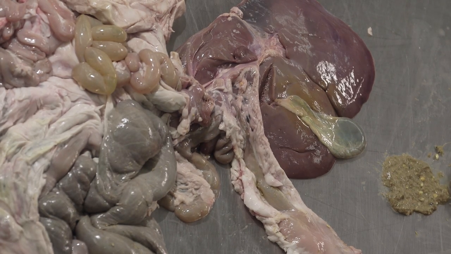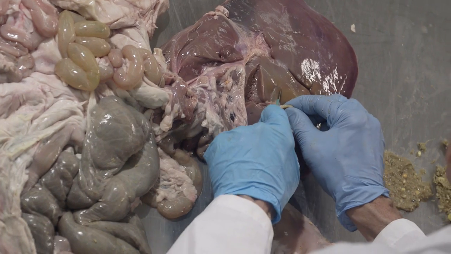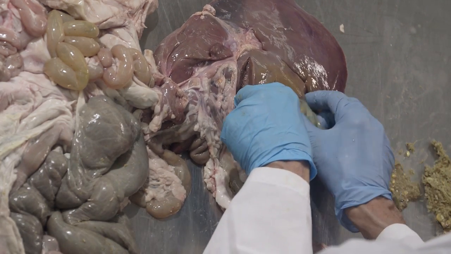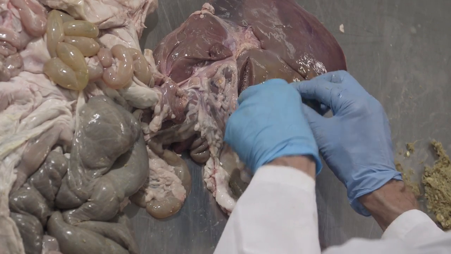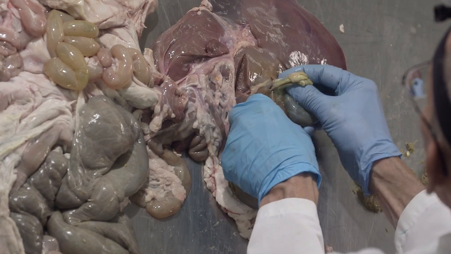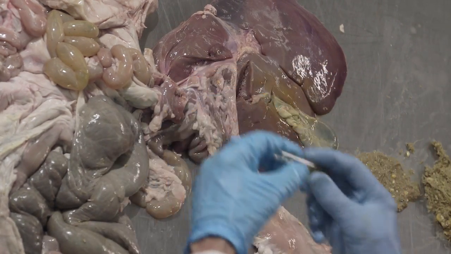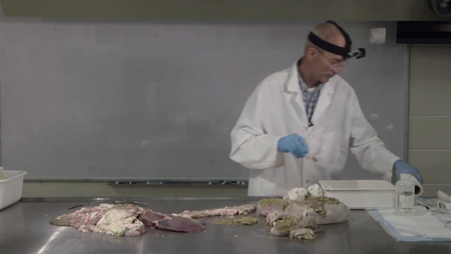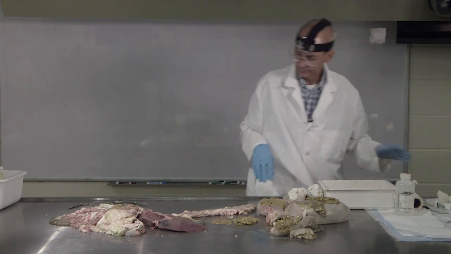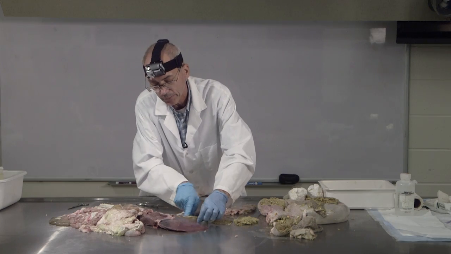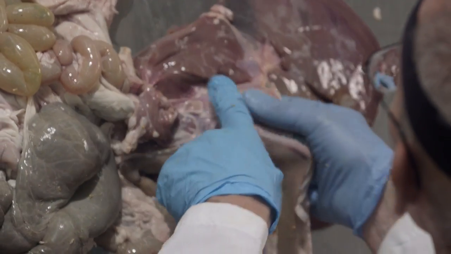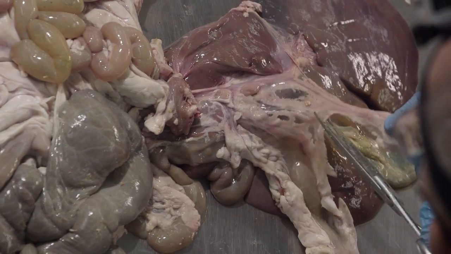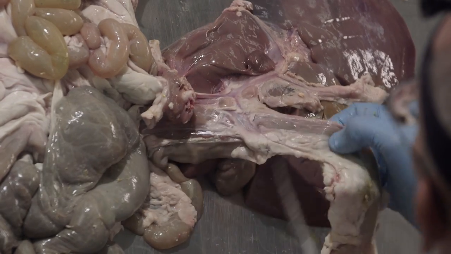We'll express a little bile from the gallbladder here in this sheep. So you can see there's some of the bile from the gallbladder. And in this particular one, the bile duct that carries the bile to the duodenum, you can actually see it right along here. It's going to enter the duodenum right down in that area.